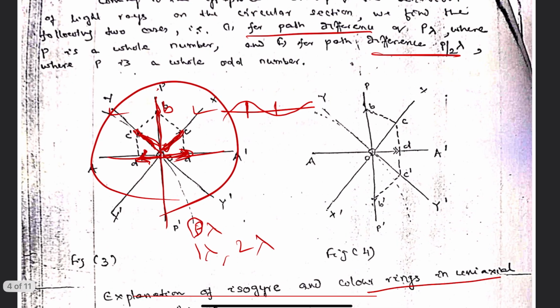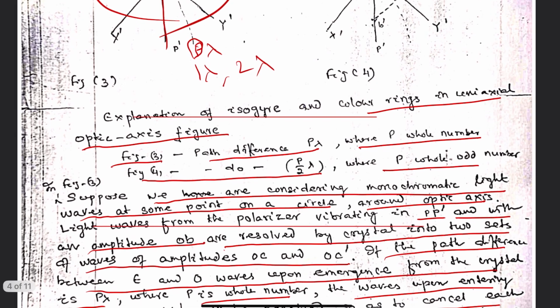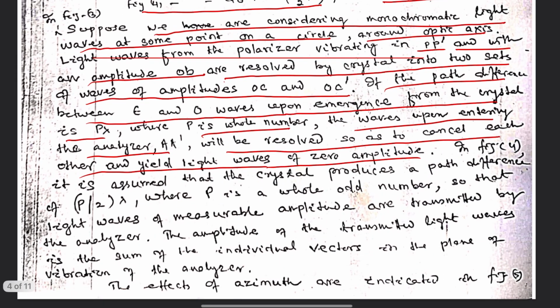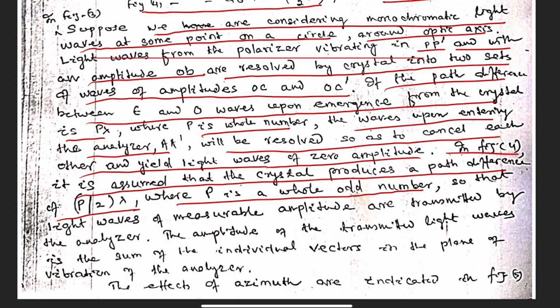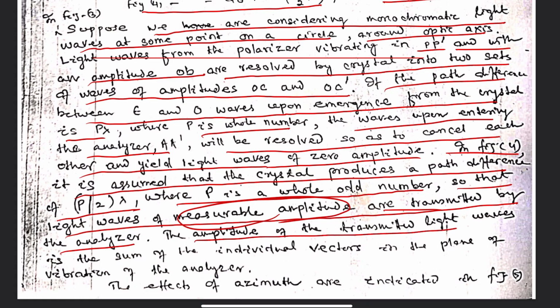And here in figure 4, the opposite situation arises. In figure 4, it is assumed that the crystal produces a path difference of P by 2 lambda, where P is a whole odd number, so that light waves of measurable amplitude are transmitted by the analyzer. The amplitude of transmitted light waves is the sum of the individual vectors in the plane of the vibration of the analyzer.